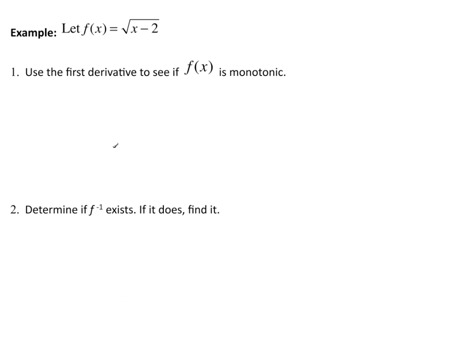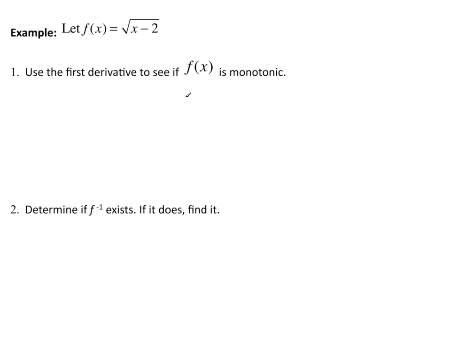Okay, here what I want to do is I'm going to let f of x equal the square root of x minus 2. And I want to make a determination whether the inverse function exists. I want to go ahead and find the inverse if it exists. And then I want to take the derivative of the inverse function if it exists.